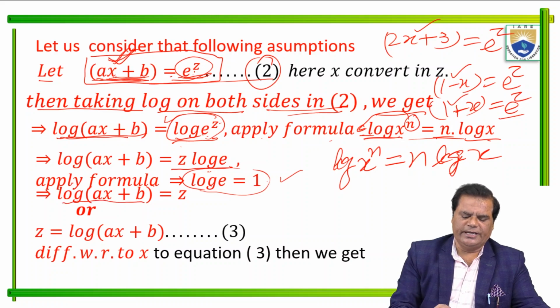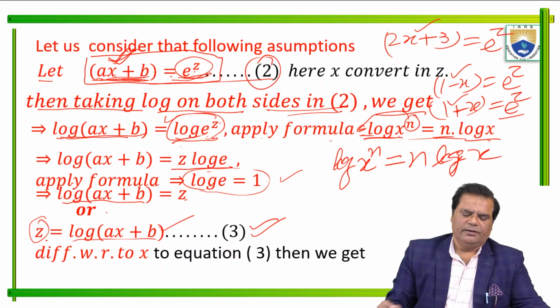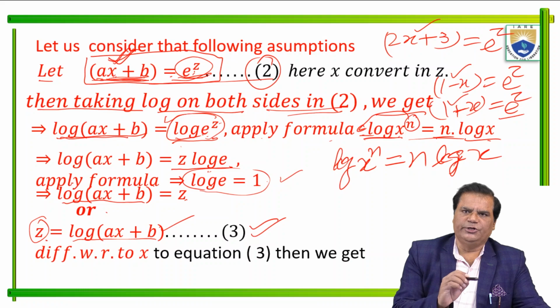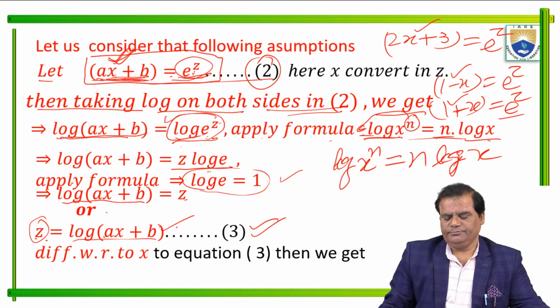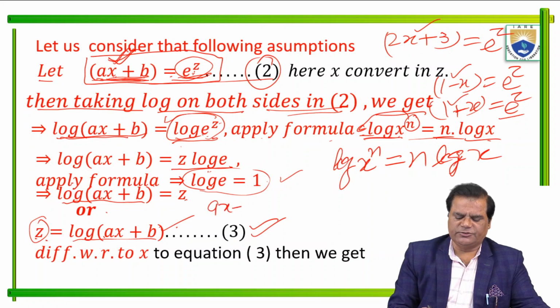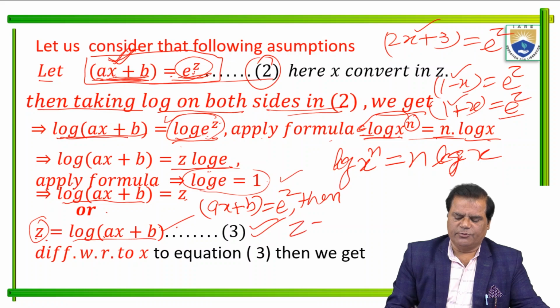So our question, log ax plus b equal to z, or z equal to log ax plus b. This is equation 3. Considering ax plus b equal to e to the power z, then we find the value of z equal to log ax plus b.